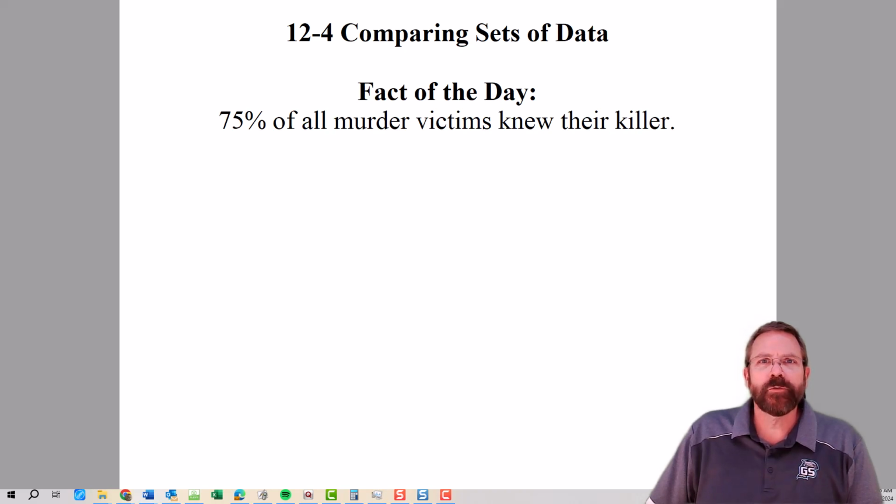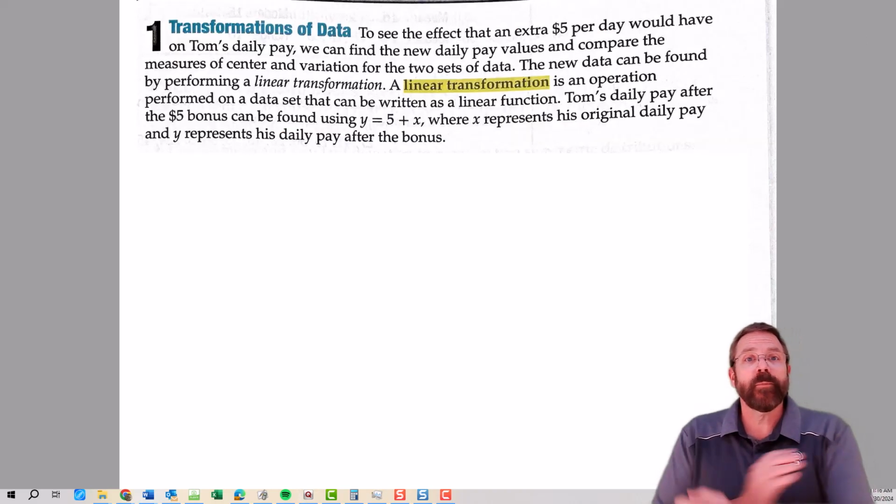Module 12, Lesson 4 deals with comparing sets of data. We're going to do some of this using our graphing calculators like we have done the previous two lessons. In other parts, we're just going to be looking at data. So let's get started. So, transformations of data.